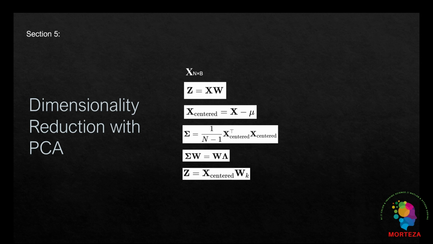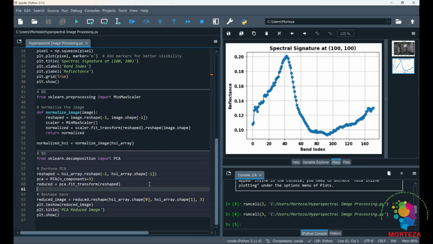What do I mean by reducing redundancy? What I mean is many hyperspectral bands are highly correlated and PCA captures the essential information. What I mean by efficient visualization is that the first three principal components can often approximate the data well enough to visualize in an RGB-like format. And then lastly, what I mean by noise reduction is that PCA inherently reduces noise by discarding components with low variance.